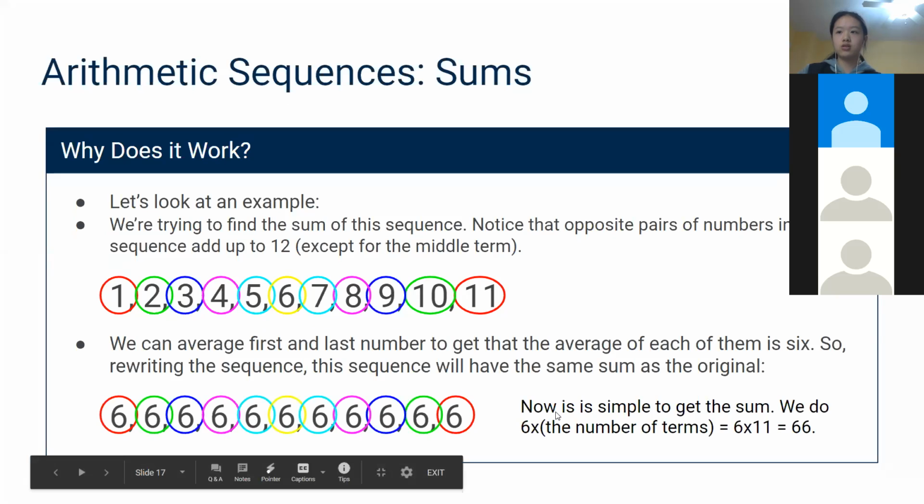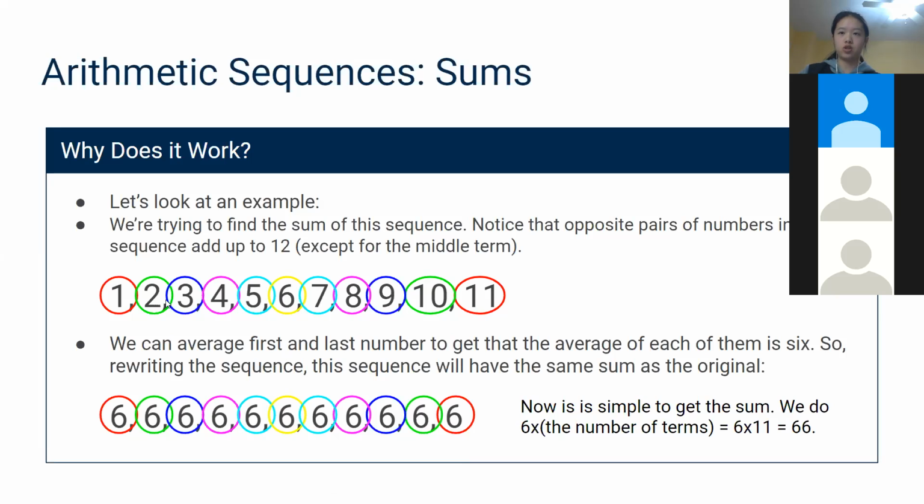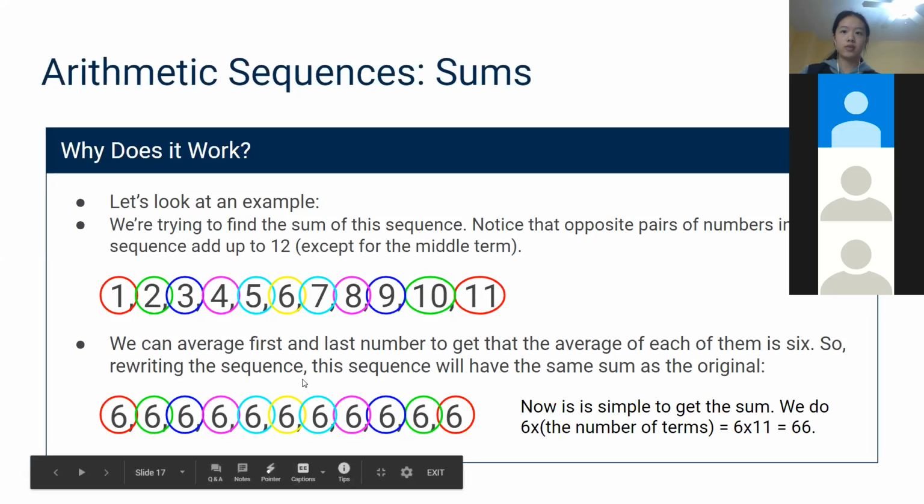So then it's pretty simple to get the sum now because we can just do 6 times 11, which equals 66. So from this we can see that the average of all the terms in a sequence is the first number plus the last number divided by 2. And to get the sum of a set of numbers, you just multiply the average by the number of numbers, which is where we get that formula from.